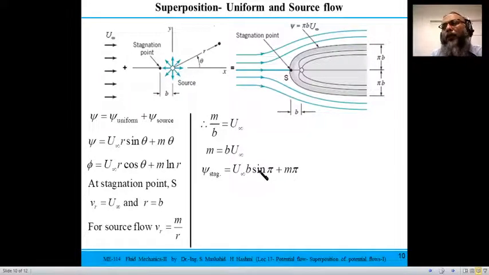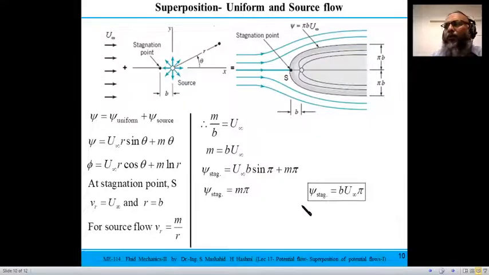Okay, as you work out, sine of 180 is what? 0. So you end up with a simple equation, m times pi. M times pi, where m is b times u infinity. So if I substitute it back, that would be the stream function for that streamline which is passing through the stagnation point and which acts as a solid body. So I have an expression which depends on the distance, on the magnitude of the speed, and pi.